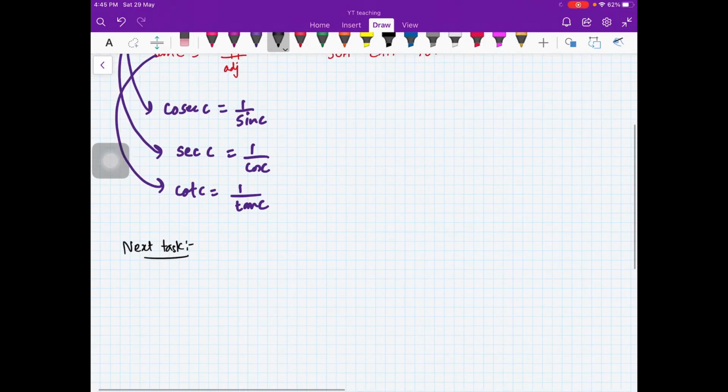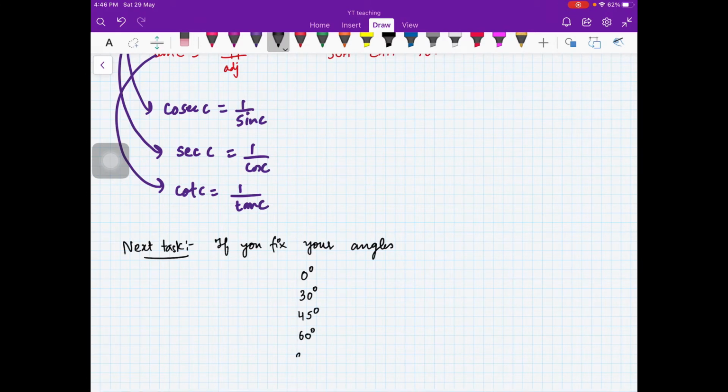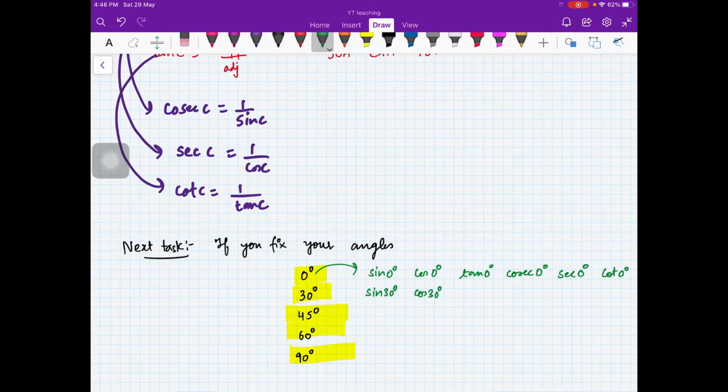So here the next task is, if you fix your angles, basically we will fix the angle to be 0 degree, 30 degree, 45 degrees, 60 degrees and 90 degrees. Okay, we will fix our angles to these five values, and then we will see what are the corresponding values of sine 0 degree, cos 0 degree, tan 0 degree, cosecant 0 degree, secant 0 degree and cot 0 degree. Similarly here we want to know what are the values of sine 30 degree, cos 30 degree, tan 30 degree and so on, right? So this is what we want.